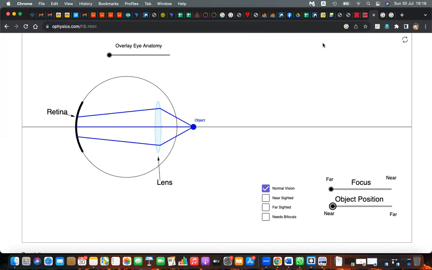Object is closer, lens is fixed, that is what we did.